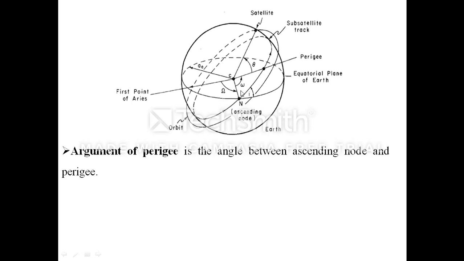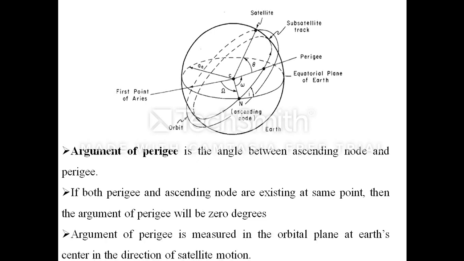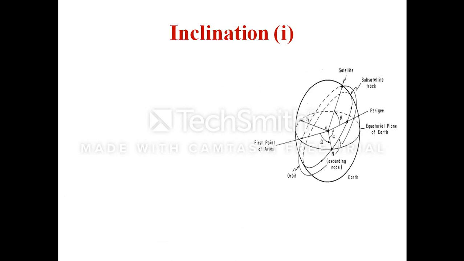So omega is nothing but the argument of perigee, which is the angle between ascending node and perigee. If both perigee and ascending node are at the same point, then the argument of perigee will be 0 degrees. This argument of perigee is measured in the orbital plane at Earth's center in the direction of satellite motion.